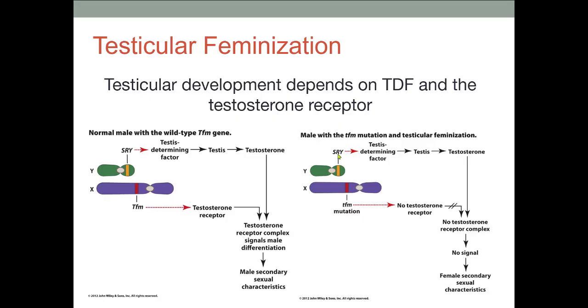Now I produce SRY, so I produce a testis, I produce testosterone, but that testosterone can't signal anything. The signal's there, but it's not being received. So what does that mean? Well, that means I go down that default pathway of sexual characteristics. Although I have a testis and although I produce testosterone, I'm not going to develop a lot of the typically male secondary sexual characteristics. So this is a concept called testicular feminization. It's kind of a neat condition to think about.